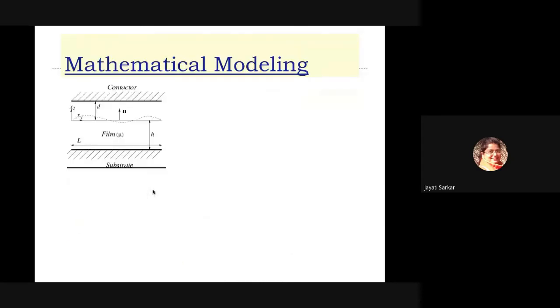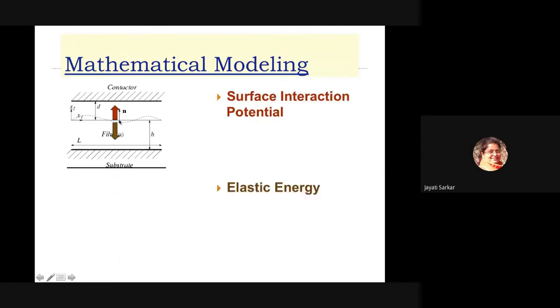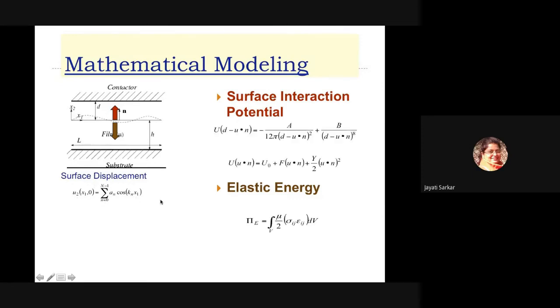So if I look into the mathematical modeling, as before we have said that this is happening because of competition between two interactions. The surface interaction potential tries to destabilize the film, and the elastic energy tries to restore the film. So you can find the surface displacement and write it in terms of the Fourier coefficients, right? And this surface interaction potential, as we have said before, is composed of van der Waals interaction and the Born repulsion. But here you have to see that in the case of liquid films, this interaction was between the film surface and the substrate. In this case, it is between the surface of the film and the contactor.